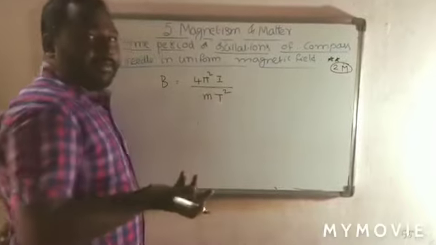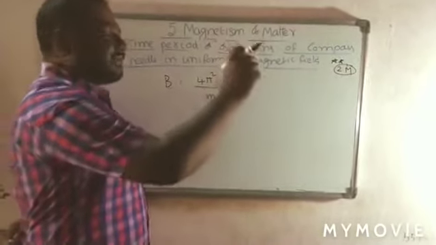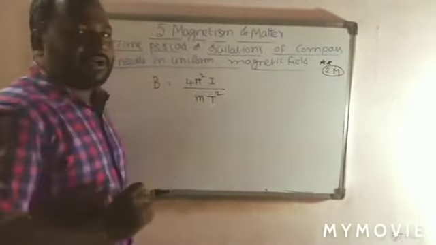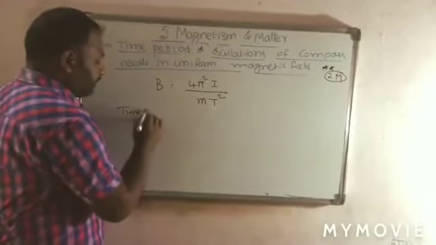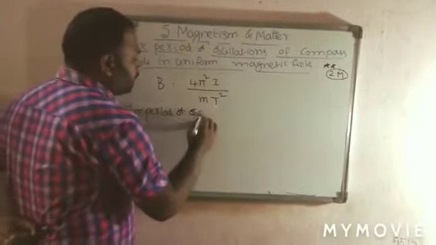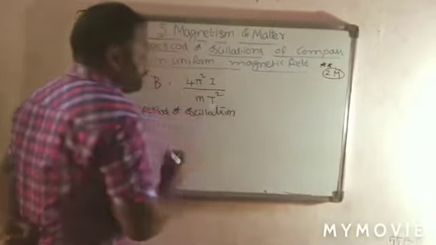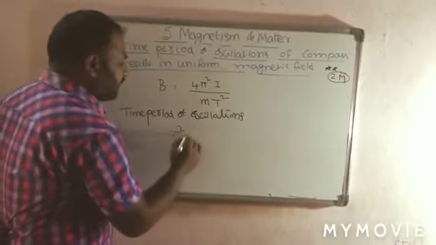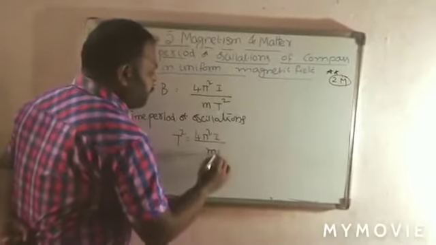T is the time period, because omega is equal to 2 pi into frequency. Frequency can be written as 1 by time period. Here this T represents the time period of oscillations. Therefore, the time period of oscillations: take t square on the LHS, t square is equal to 4 pi square I by m into b.